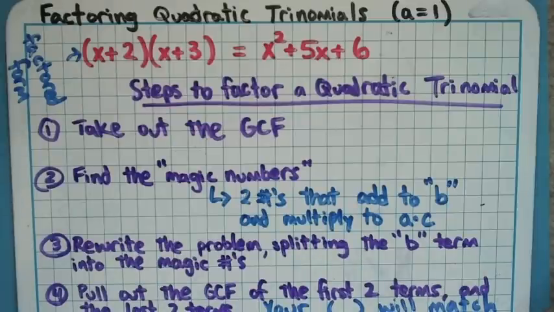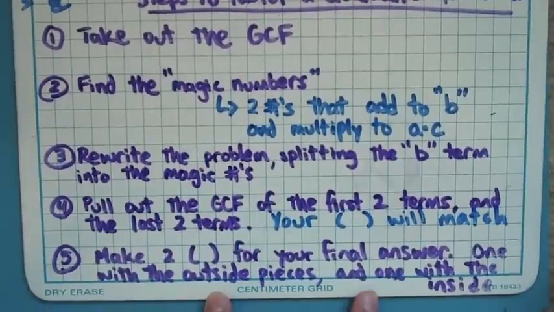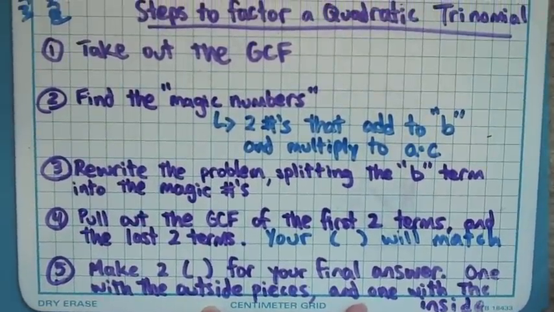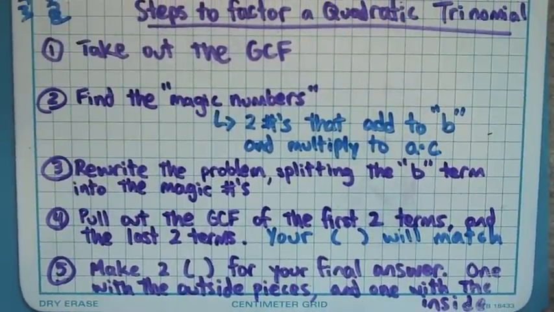It's just going to be easiest to explain this through example. So here are the steps. There are 5 steps to factoring a quadratic trinomial. Pause it, write these down, because I'm going to jump straight into an example.